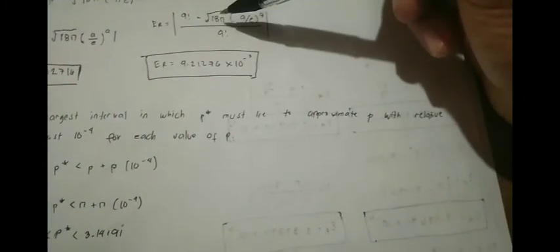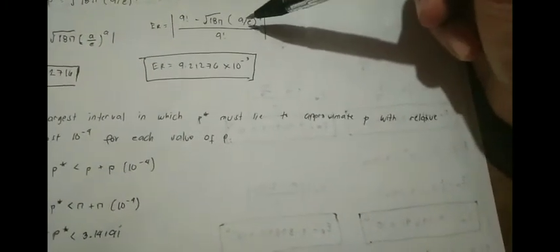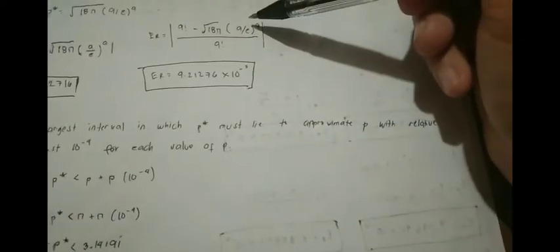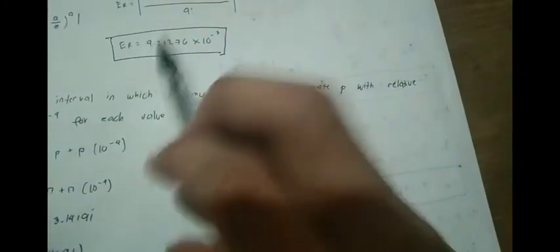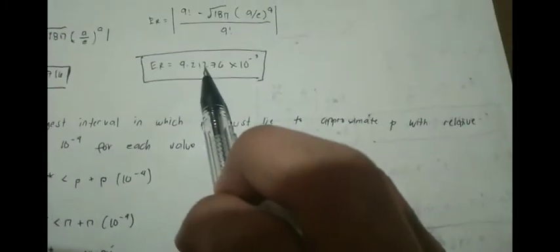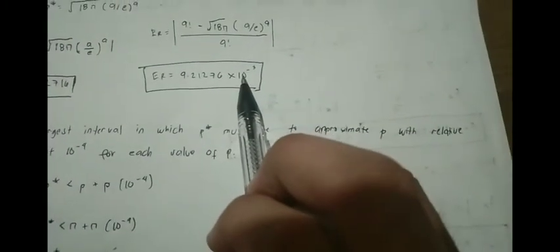For the relative error, you have to use the formula for the relative error. So 9 factorial minus square root of 18 pi times 9 over Euler's number raised to the power of 9, over 9 factorial. So that will equate to 9.21276 times 10 raised to the power of negative 3.